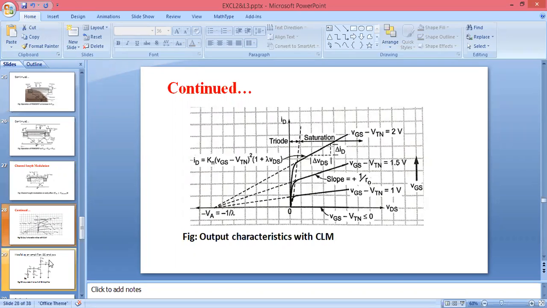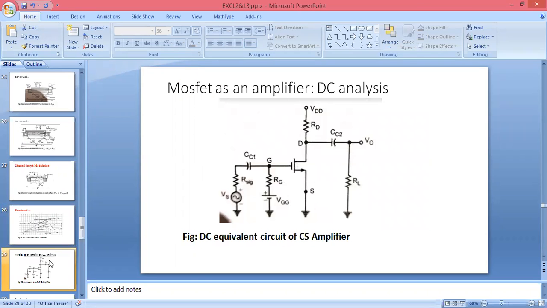Now we will see MOSFET as an amplifier. This is the circuit diagram for MOSFET as an amplifier. क्या कर रहे हैं हम, यहाँ पे एक MOSFET ले रहे हैं and we are taking here one input source. ये जो input source है, this is connected with ground terminal and we are taking here one load resistor. We are using here coupling capacitor CC1 at the input and at the side of output, that's why we are calling it CC2. This is the equivalent circuit.